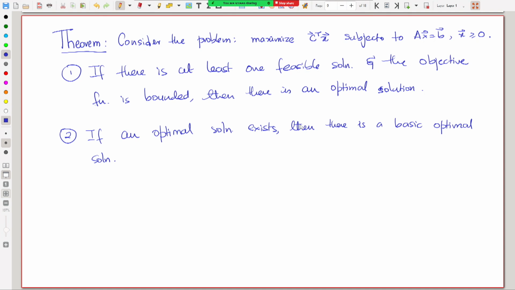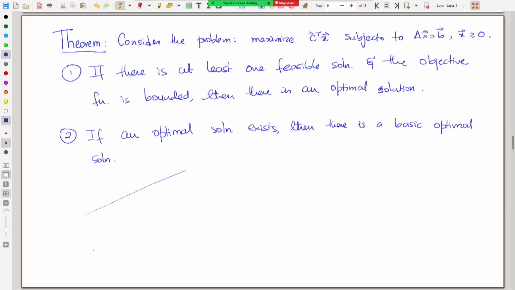The first statement of the theorem: if there is at least one feasible solution and the objective function is bounded, then there is an optimal solution. Correct. So if your objective function becomes unbounded, then there is no optimal solution, correct? Because it can keep getting larger and larger. So if there is no optimal solution, there is no basis. No, the other way will not hold, right?